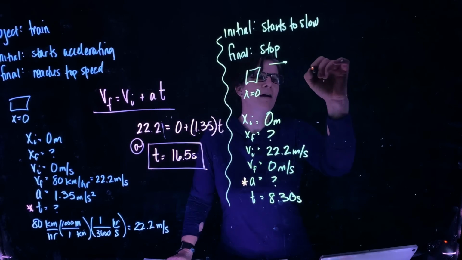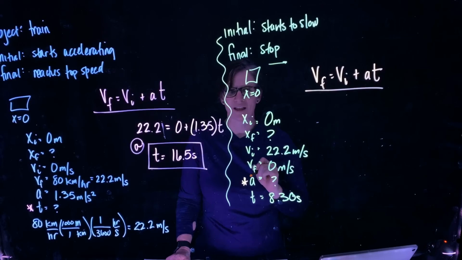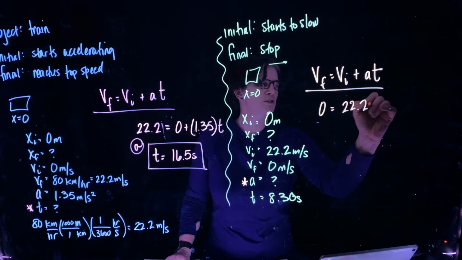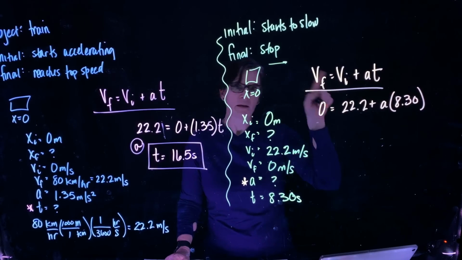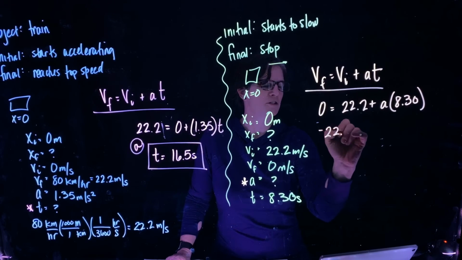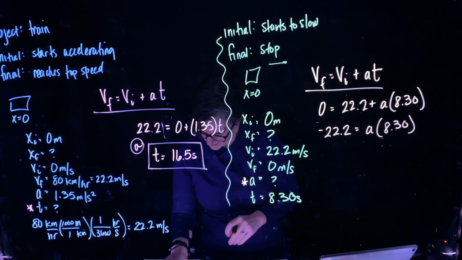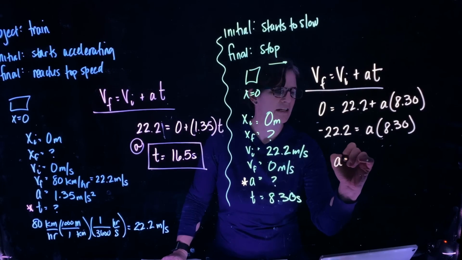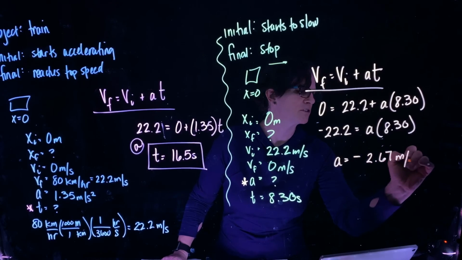So we're interested in that acceleration. And again, I know my velocity, so we can utilize this relationship since I know my two velocities. V final is 0. V initial is 22.2 plus my acceleration. And in this case, I know my time. Can bring my 22.2 over to the other side, and I get acceleration times that 8.3. So we have negative 22.2 divided by 8.3, and we get an acceleration of negative 2.67 meters per second squared.